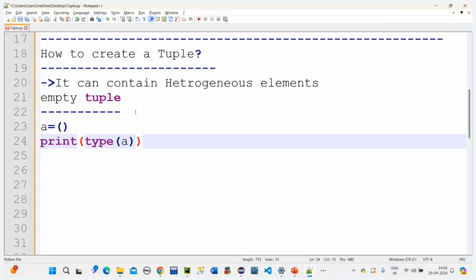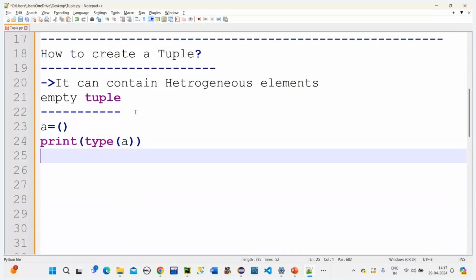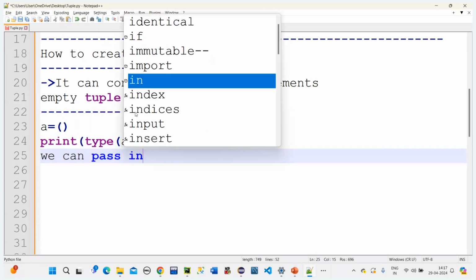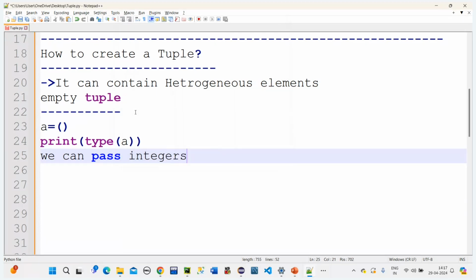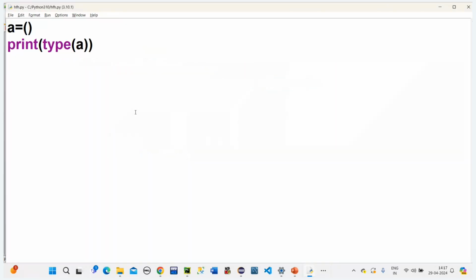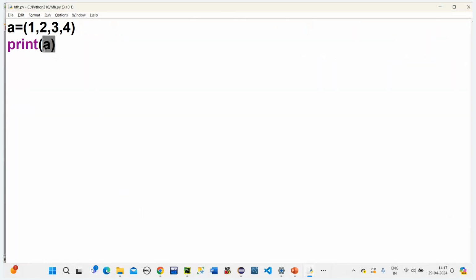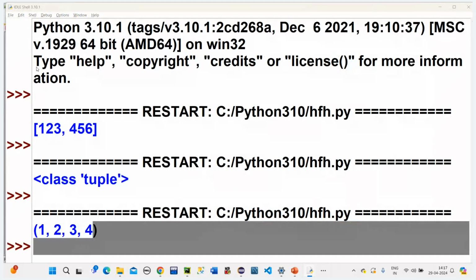Now once the empty tuple is created, I want to give some integers in this. So we can pass integer values. Same thing here. Now in this, I'm writing 1, 2, 3, 4, and then printing A. See, I got my tuple with the integers, all numeric values. Now I want to give some mixed data types.